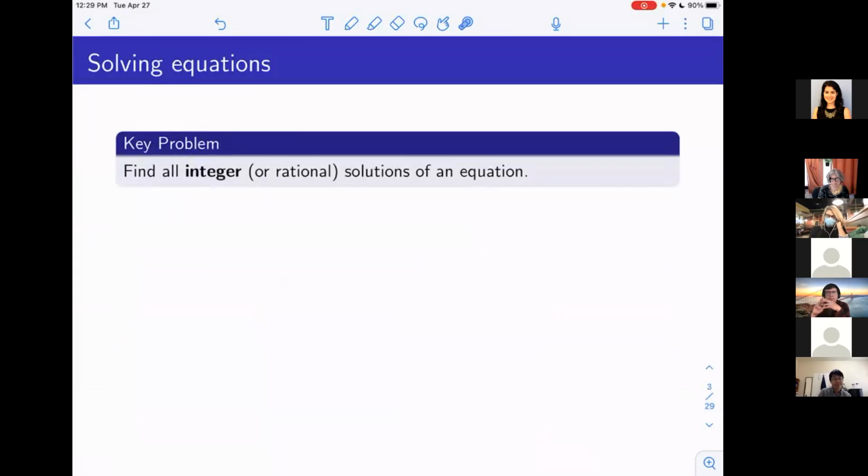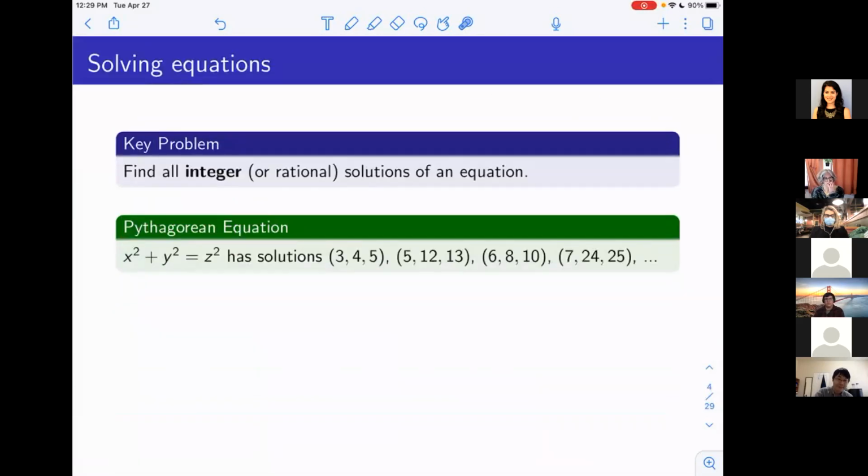A key problem in number theory is to find all integer solutions of an equation. Math is all about solving equations in some sense. We're particularly interested in integer solutions. So for example, here's a non-trivial but interesting enough example. The equation is x squared plus y squared is z squared.